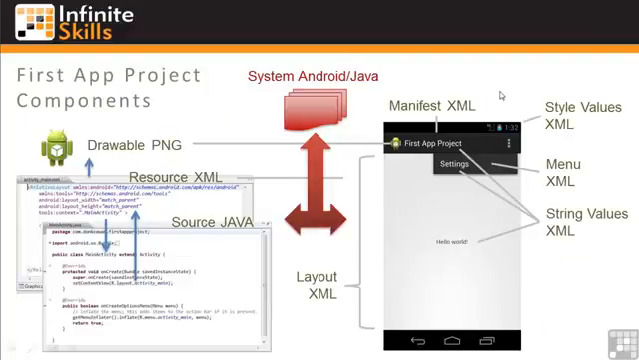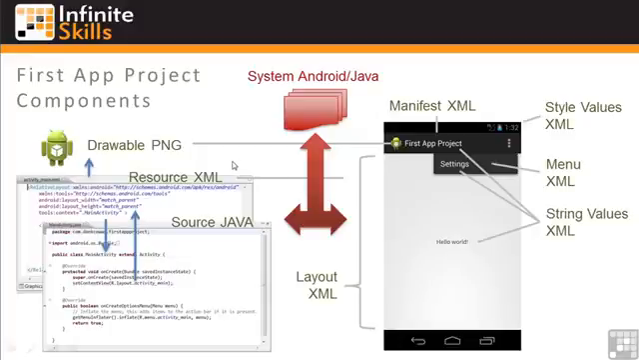On the right of this graphic, you see how various XML files relate to elements on a device screen. Manifest XML code provides global information about your app, such as the app name, shown here in the action bar. Style Values XML code controls the overall look and feel of your user interface. In your first app, you're using the Holo Theme Light with dark action bars. Menu XML code controls the layout of the drop-down menu in the action bar. String Values XML code holds the text for the app name, menu, and main screen display. And the Layout XML code controls the format of your screen and the text displayed.